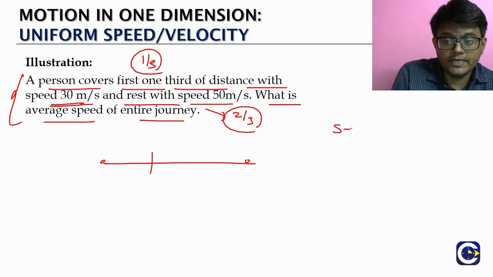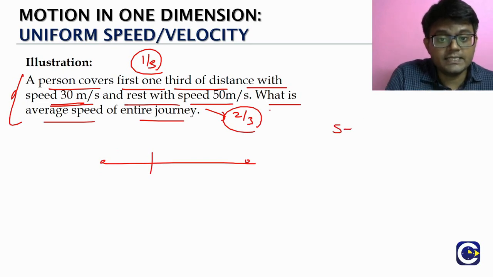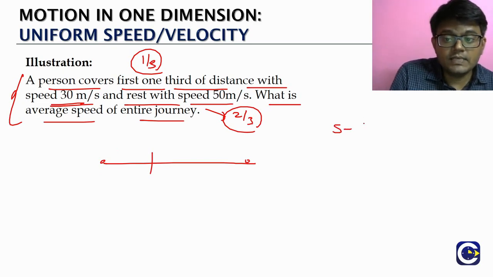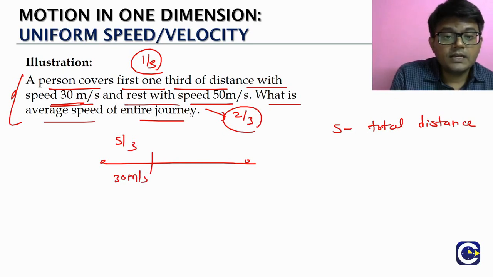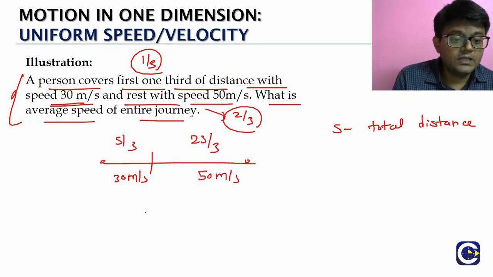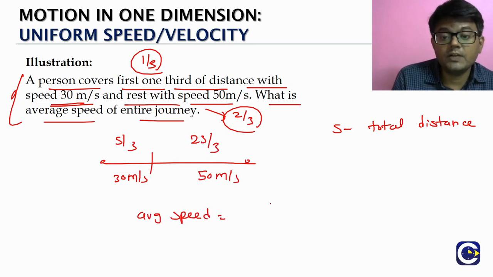Since it is a split journey with regard to the distance, we'll say S is the total distance of the entire journey. 1/3 of the distance will be S by 3, and the corresponding speed is 30 meter per second. The remaining is 2/3 of the distance, meaning 2S by 3, and the speed there is 50 meter per second. Now let us look at the average speed formula.